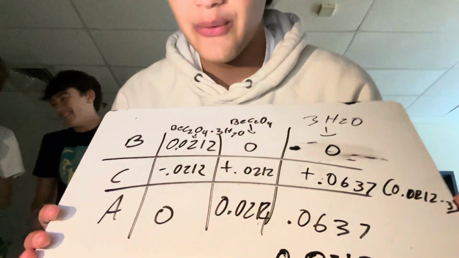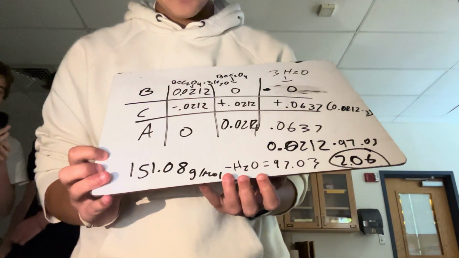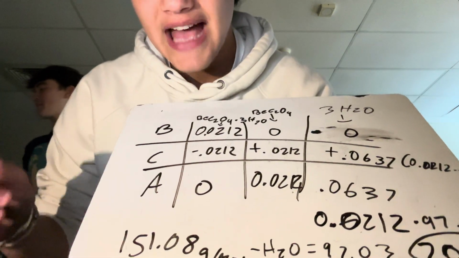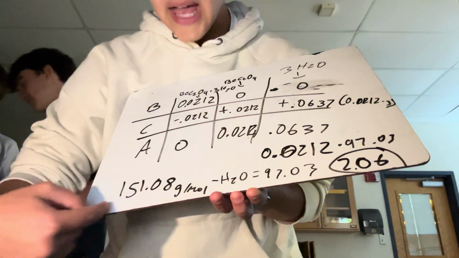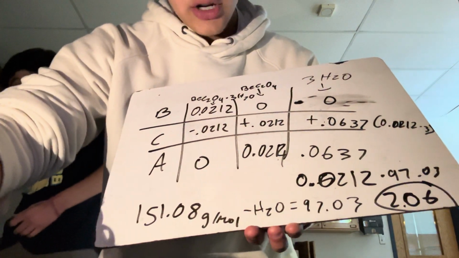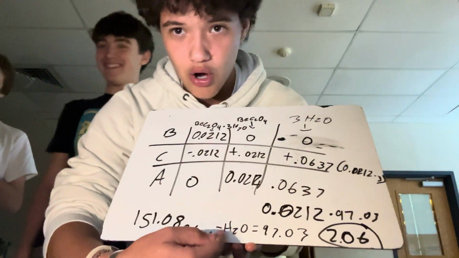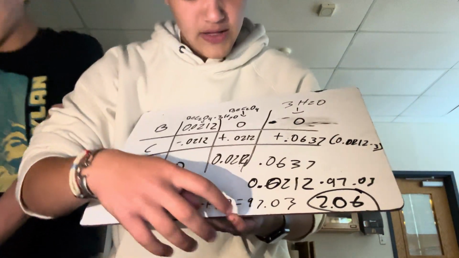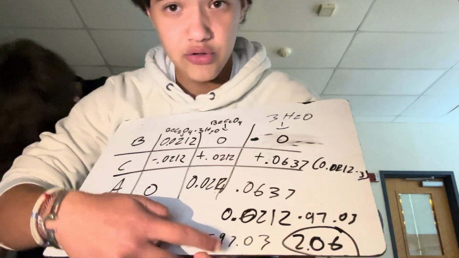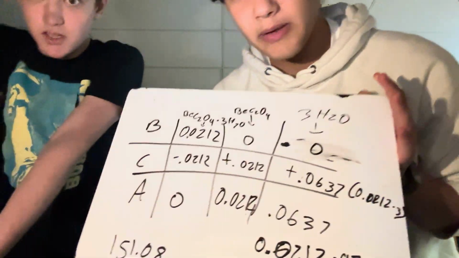BeC2O4 times 3H2O is heated to 220 degrees, calculate the mass of BeC2O4 formed. Okay, so the easiest way to do this is create a BCA table like Mr. Bresser always says. Since you're trying to find the mass of BeC2O4, first you take the total AMU of the whole thing and subtract the H2O AMU, because we don't need that, we're just trying to find BeC2O4. And that's gonna get you 97.03.